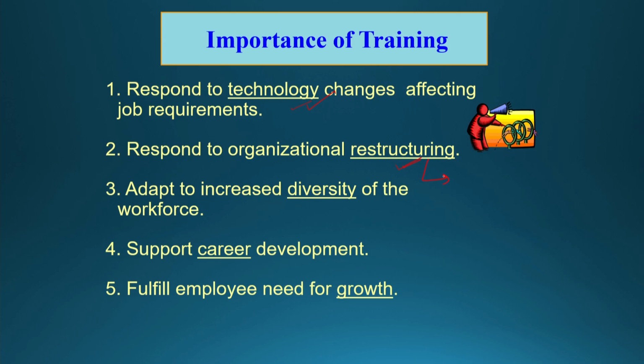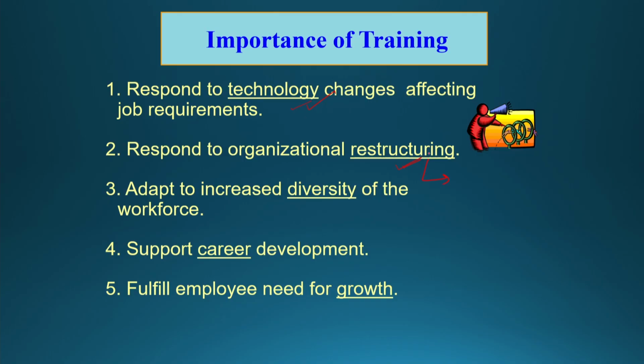What is restructuring, students? Restructuring means that we are either decreasing some levels in the organizational hierarchy, or adding new levels, or making the structure of the organization flatter rather than vertical. Or we are expanding, because of which we open new plants, or we reduce some plants. All these are part of restructuring of the organization, and when the organization is restructured, we generally have to give training for the new structure to the organizational employees. Training also helps in adapting to increased diversity of the workforce.